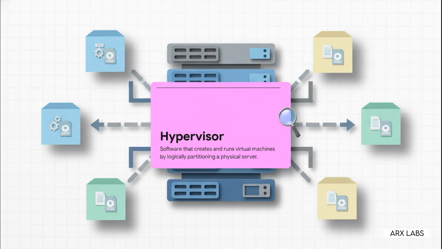Think of the hypervisor as like the ultimate landlord for a computer. It owns this big building, the physical server, and its job is to carve it up into a bunch of little separate apartments, or virtual machines. Each VM has its own walls, its own front door. It thinks it's a completely separate computer, even though they're all sharing the same foundation.